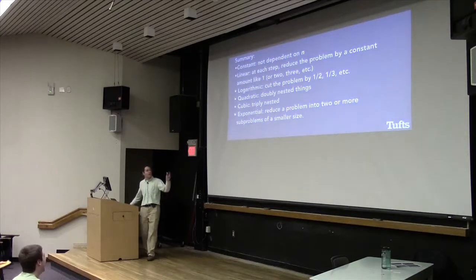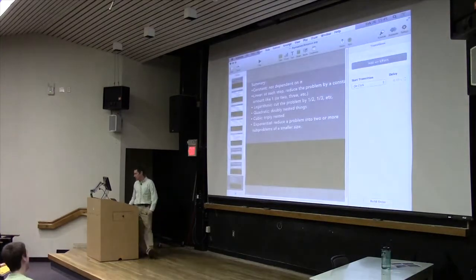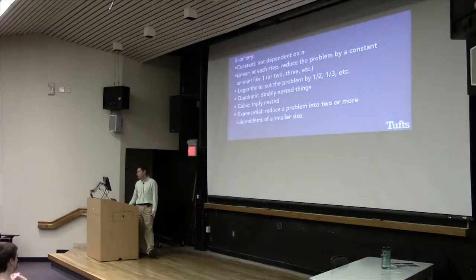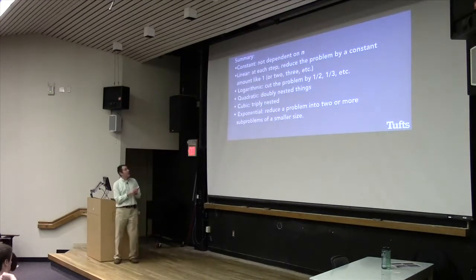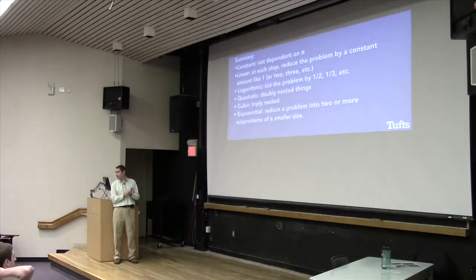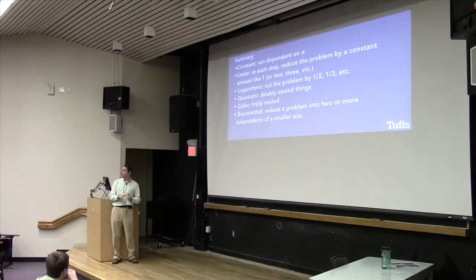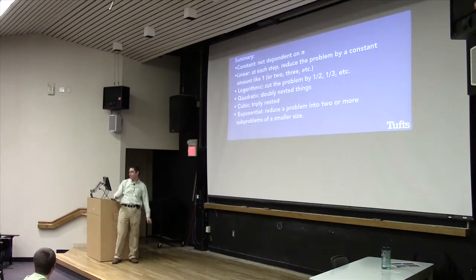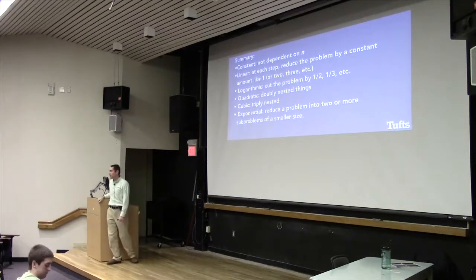Okay, last slide here. If you want to figure these out: constant is not dependent on n. Linear, reduce the problem by a constant amount each time you go through a loop. Logarithmic, half, a third, etc. Quadratic, doubly nested loops. Cubic, triply nested. Exponential, reduce a problem into 2 or more subproblems of a smaller size. So all of a sudden, you're making smaller problems, but you're making many more of them, and that's the problem with that. Okay? All right. I'll see you guys Monday.